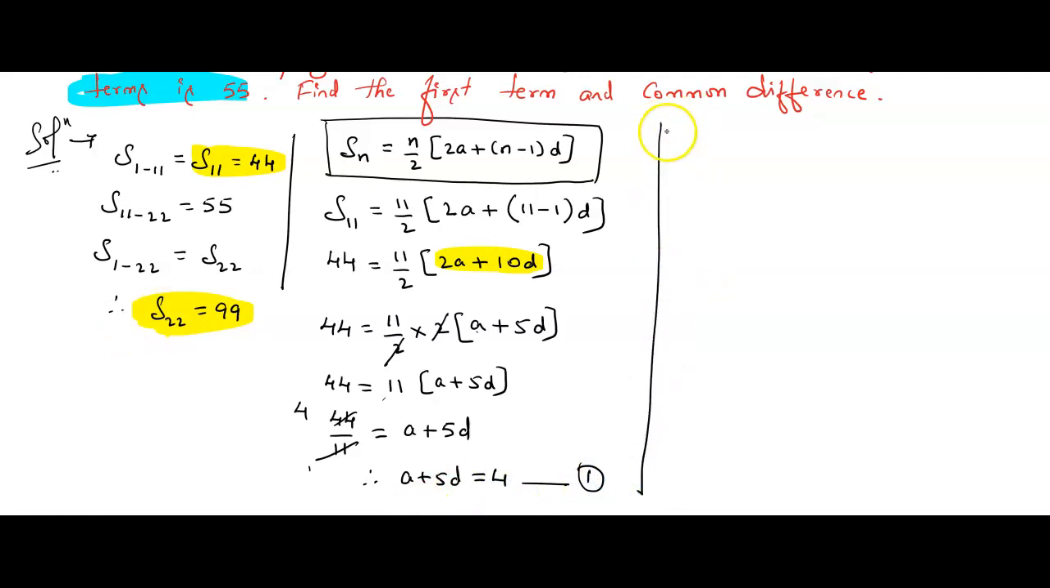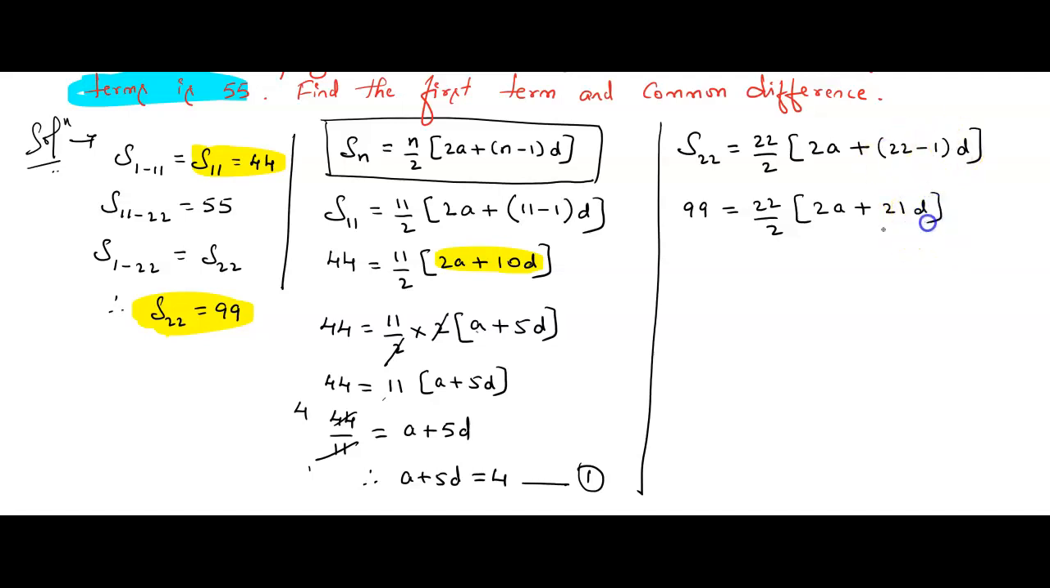Now shall we take the S22 condition? Yes. Same formula, Sn equals n by 2 into 2a plus n minus 1 into d. In place of n I am writing 22, that is S22 is equal to 22 by 2 into 2a, a value we don't know, plus n minus 1, that is 22 minus 1, d value we don't know, keep it as it is. Now what is S22? That is 99, equal to 22 by 2 into 2a plus 22 minus 1, which is 21, into d.